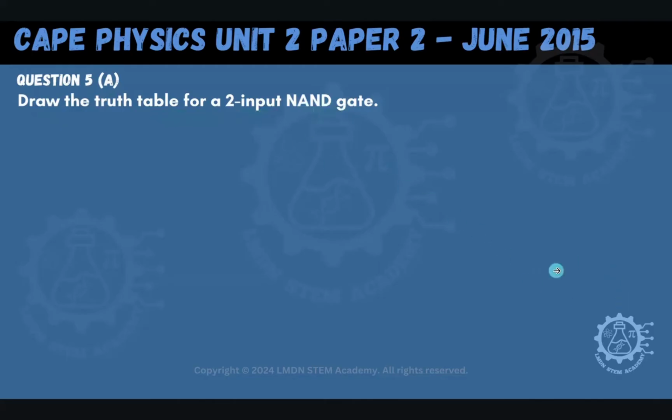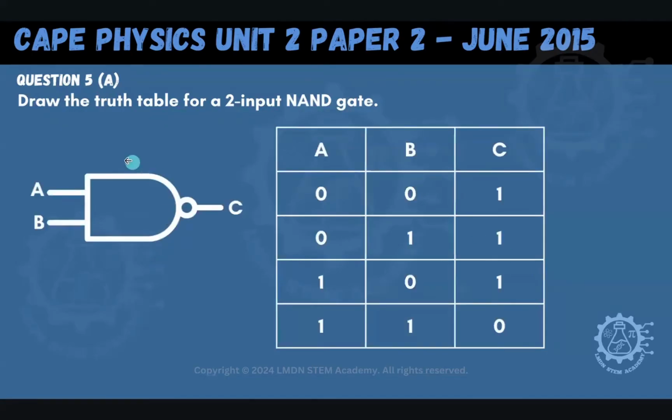All right, so the first thing we want to do is draw our NAND gate. So here's my NAND gate with 2 inputs, A, B, and an output, C. If I have A and B both being 0, if this were an AND gate, 0 and 0 would have given me 0. But because it's a NAND gate, it's going to give me 1.